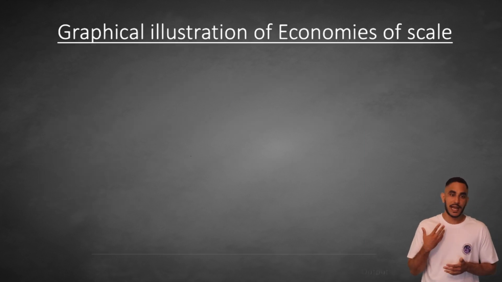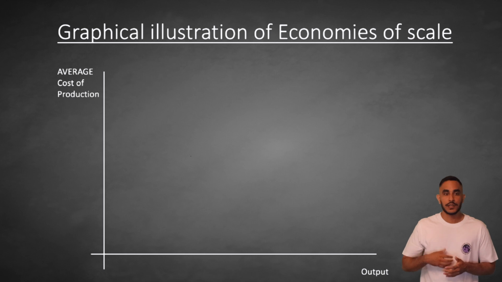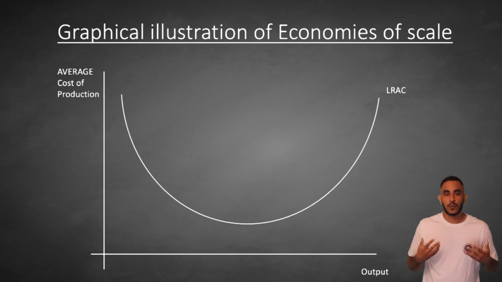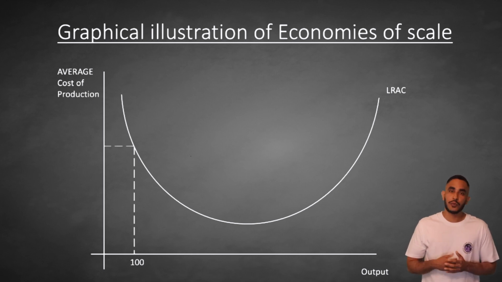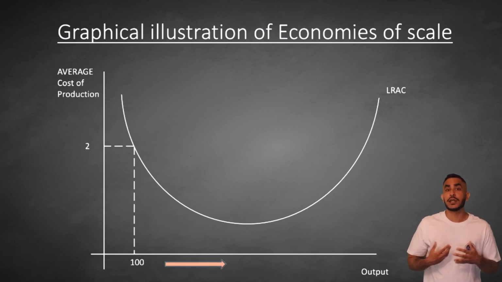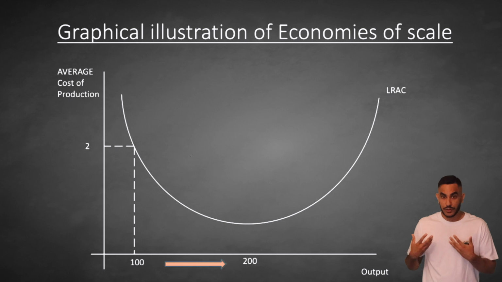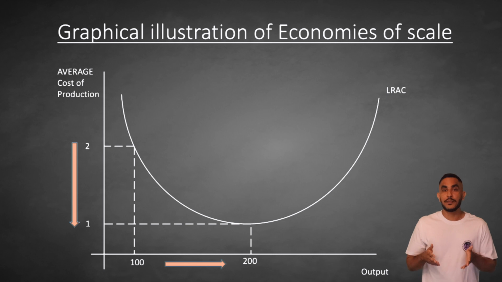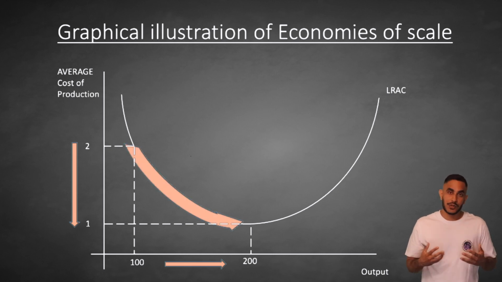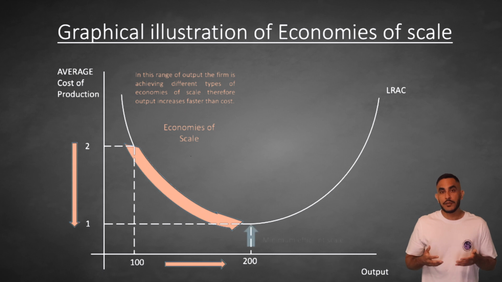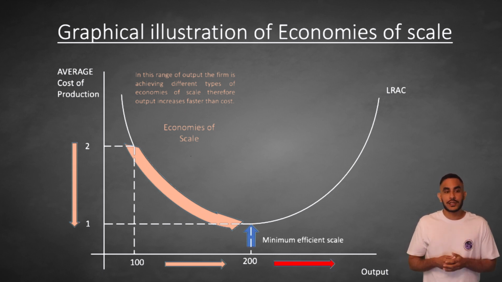This graph relates the output of a firm on the x-axis to the average cost of production on the y-axis. In the long run, as the firm grows in size, output increases from 100 units to 200 units, leading to a reduction in the long run cost of production from £2 a unit to £1 a unit. The minimum efficient scale is at 200 units. The minimum efficient scale is just the output at which the long run average cost of production is minimized.